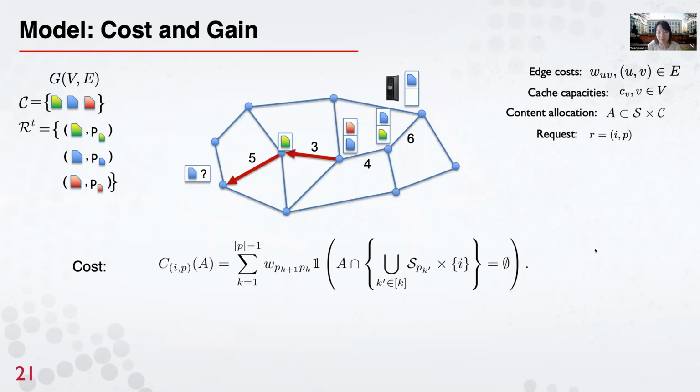Given the above inputs, we could calculate the cost of serving a request by the first equation. In this example, once the request hits a cache, a response is back-propagated in the reverse direction. Thus, the routing cost is the weight of these two red edges, which is 8. Caching gain is the routing cost when all caches are empty minus the cost with cache allocation A. In this example, the routing cost without cache is 18. After subtracting the cost 8, the caching gain is 10 here.